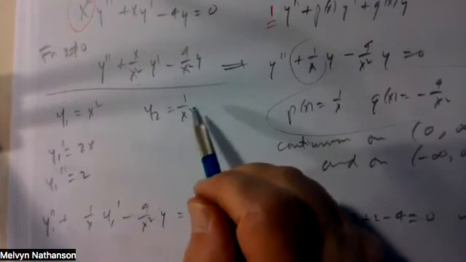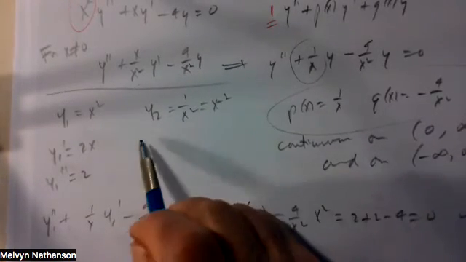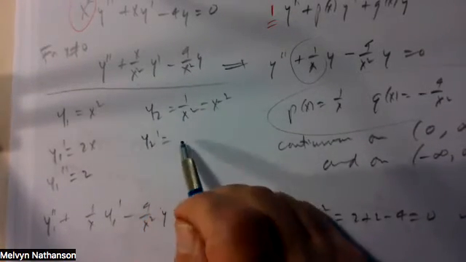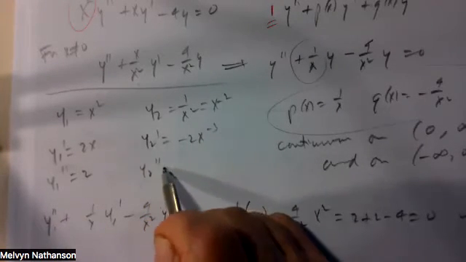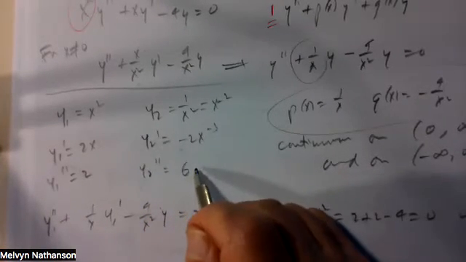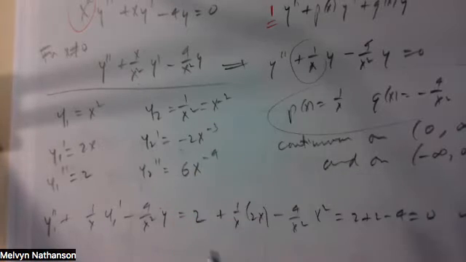If y2 is 1 over x squared, which is x to the minus 2, y2 prime is minus 2x to the minus 3, and y2 double prime is minus 2 times minus 3, which is 6x to the minus 4.